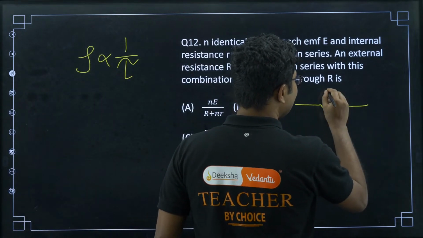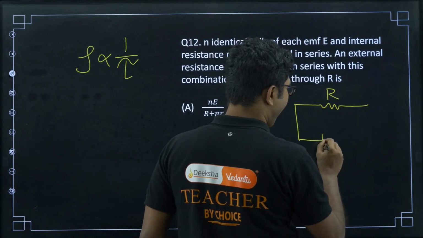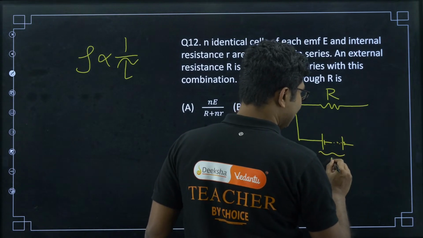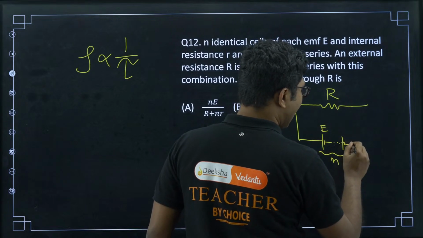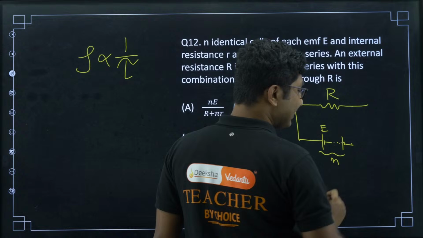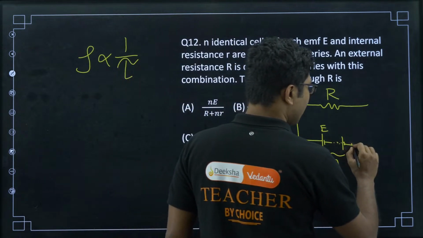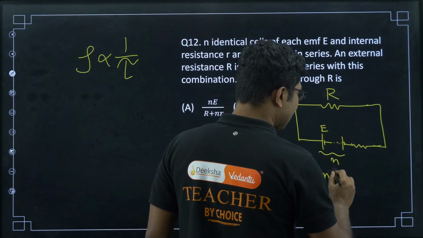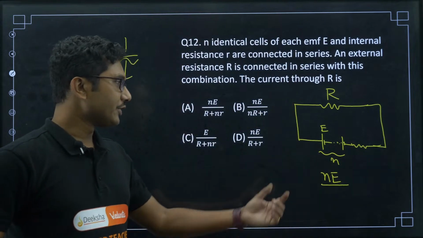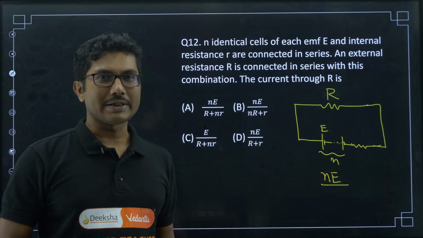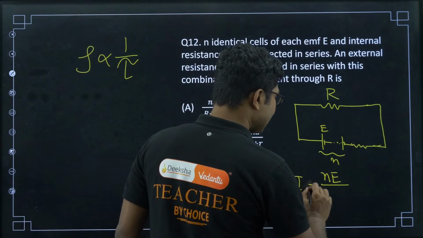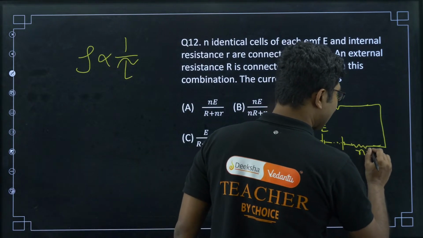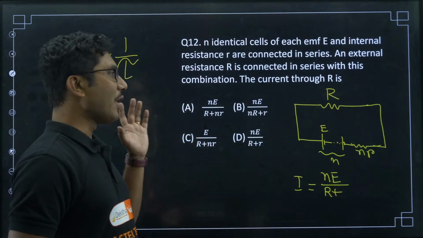There is one external resistance, capital R. Now, there are n cells, each of EMF E and each having internal resistance small r. So, I am drawing the equivalent circuit. What is the total EMF? Total EMF in series is basically n times E, NE. This total EMF divided by total resistance is the current, right. Total resistance is basically R plus the total resistance of all the cells. They are in series, so you can simply add them, and if you add n times it is an n multiplier.